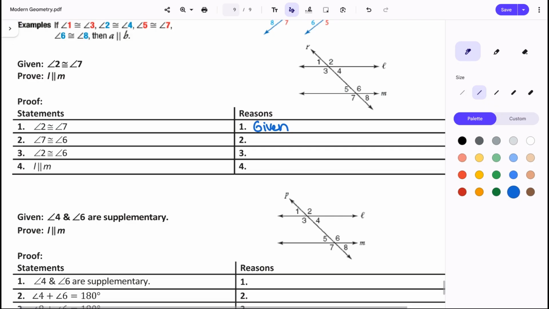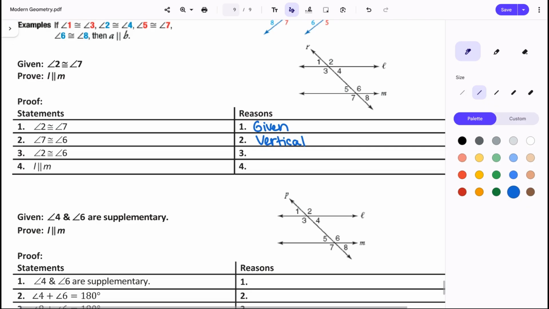Okay. Now going to step number 2, they then go on to say angle 7 is congruent to angle 6. Why can we say that? They're what? They're vertical. Okay, now because I'm trying to show that lines are parallel, that means I'm trying to get to corresponding angles. So now if you look at the next statement, it says angle 2 is congruent to angle 6. Are 2 and 6 corresponding? Yeah, they're a corresponding angle pair, okay?